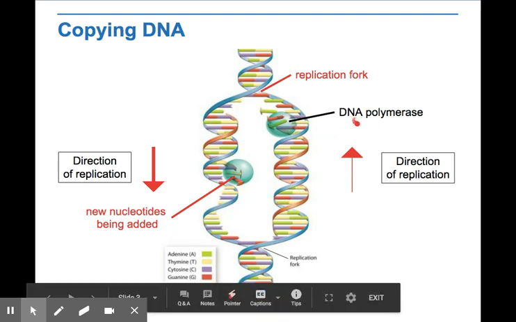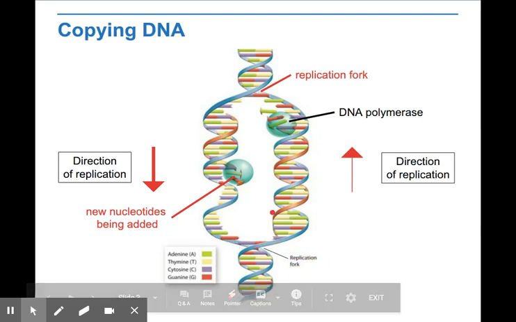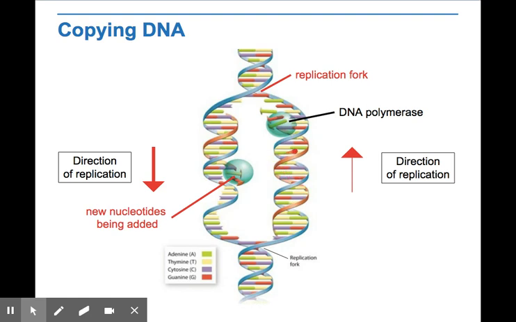Now on this side, the replication is actually happening in the opposite direction. The replication started down here at what we call a replication fork, just like a fork in the road. Nucleotides were added in this direction all the way up. As you can see here, they're still being added on, and they'll continue and continue on all the way up. So the replication is happening in this direction.